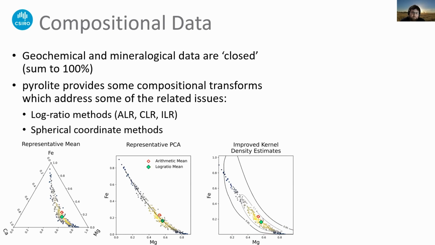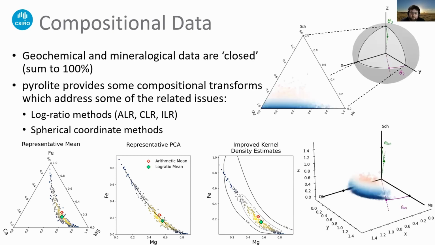And for instances where log ratios don't quite fit our requirements, like where we have zeros in mineralogical data, we can use alternative methods like the spherical coordinate methods, which in this case is simply mapping our ternary diagram here with 3 components onto a spherical octant and transforming our data into angles.